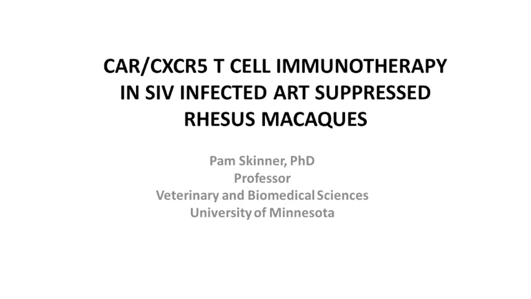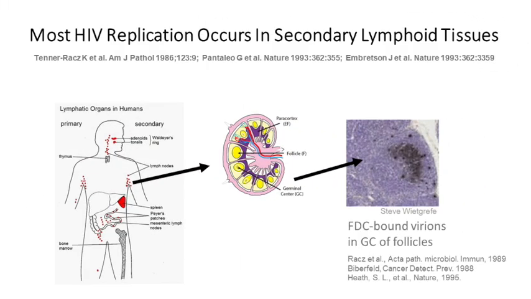So today I'm going to tell you about our CAR CXCR5 T-cell immunotherapy project that we're doing in SIV-infected macaques. To begin, I want to start with some of the rationale on which this study is based. We know from many studies that during HIV as well as SIV infection, the virus becomes concentrated within secondary lymphoid tissues and CD4 T cells.